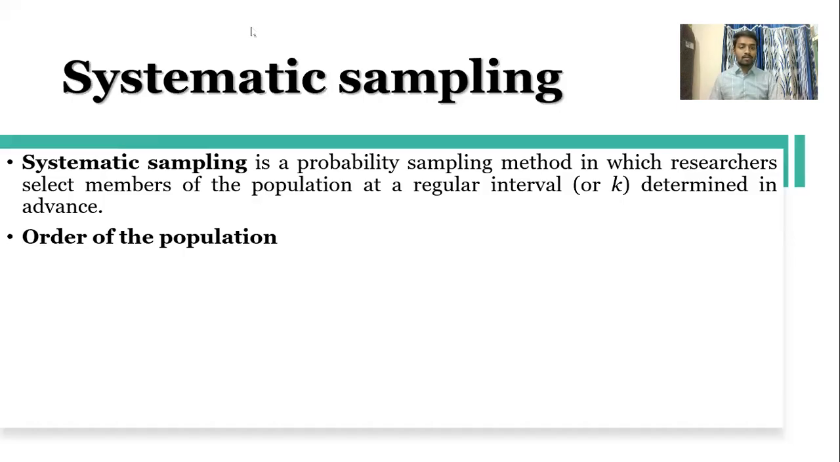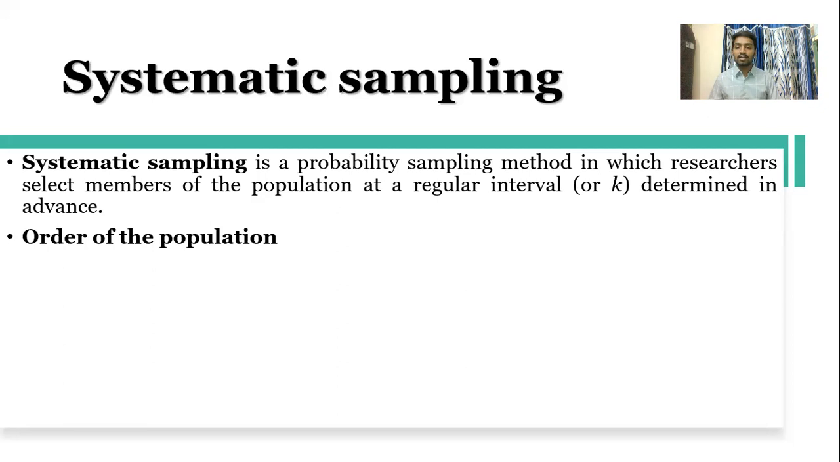So guys, today we will be looking into systematic sampling. Systematic sampling is one of the probability sampling methods in which the researchers select members of the population at regular intervals. So what does this regular interval mean? We are going to choose one number out of the population which we will continue to select through our entire population till we meet the sample size.